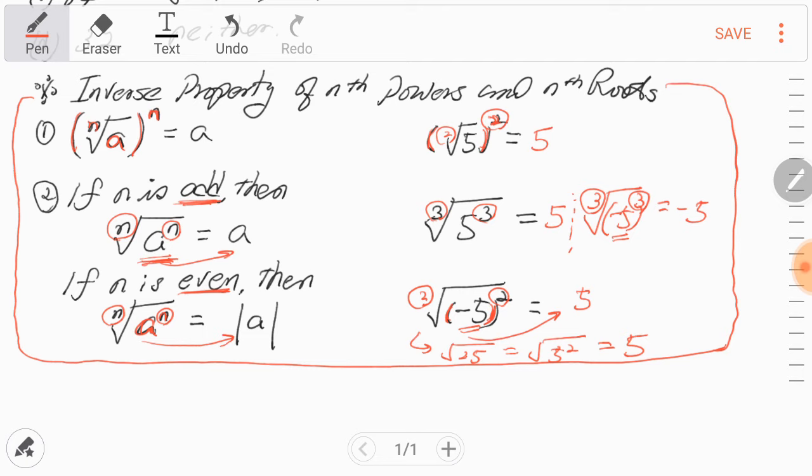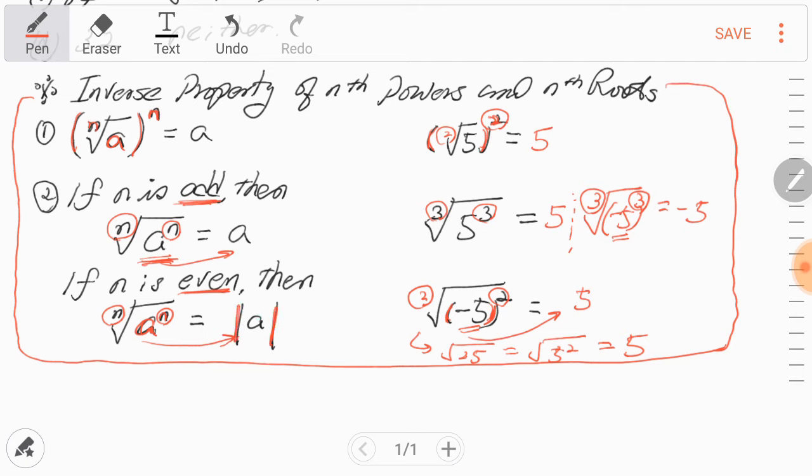It looks a little bit complicated, but always check the index. Is it odd or even? If it's odd, it doesn't matter, just take this a out. If the index is even and the power is the same, then take the base out, but make it positive. Take the base out, and then make it positive.